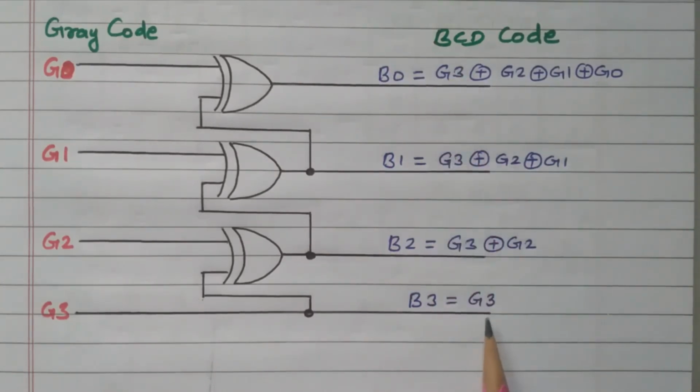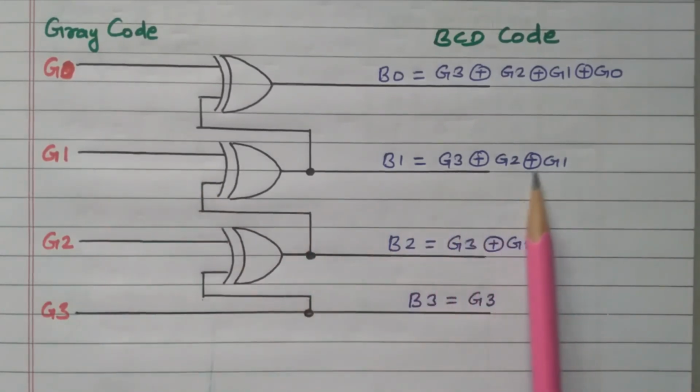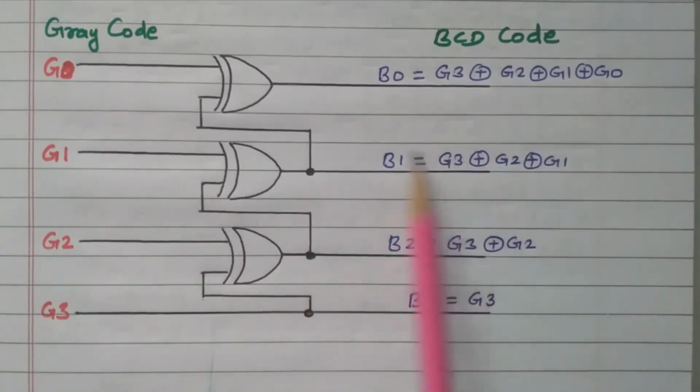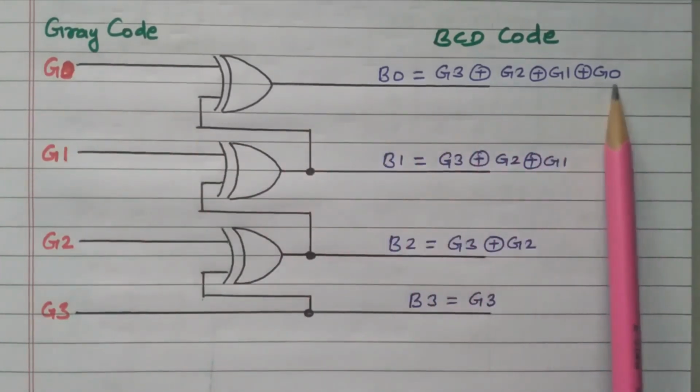So B3 is connected directly. For B2, G3 and G2 are connected to an XOR gate. This output is connected to another XOR gate with G1, so we get these 3 outputs. This output is connected to another XOR gate with G0, so we get the 4 outputs. That is a 4 variable XOR gate.